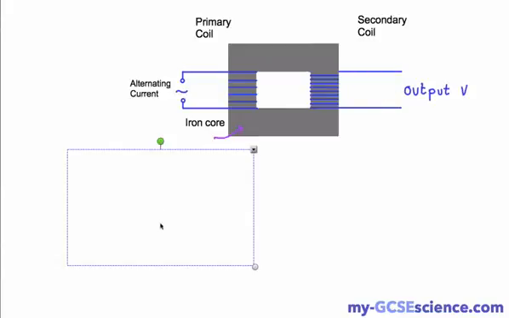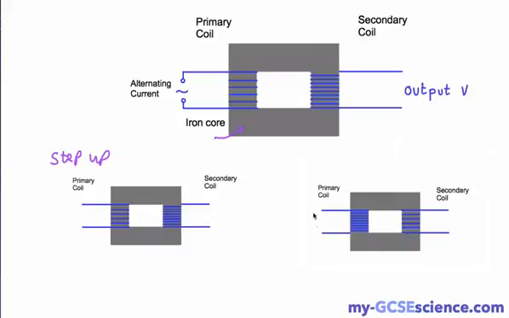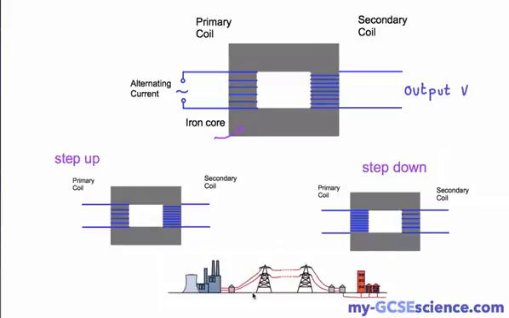Now there are two types of transformers that we often talk about: one called a step up transformer and one called a step down transformer. This one here is a step up transformer, and as you can see, there are more coils in the secondary coil than in the primary coil, so we know this is a step up transformer. And the step down transformer, as you can imagine, is the other way around. This has more coils in the primary coil than in the secondary coil.